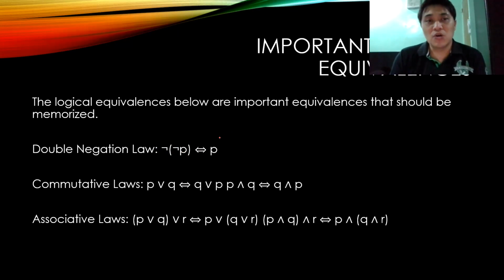Commutative law. This is the example equation. P logical or symbol Q is equivalent to Q or P. We will reverse the statement. This is P or Q is equivalent to Q or P, and vice versa. If it is P and Q, then it is equivalent to Q and P.